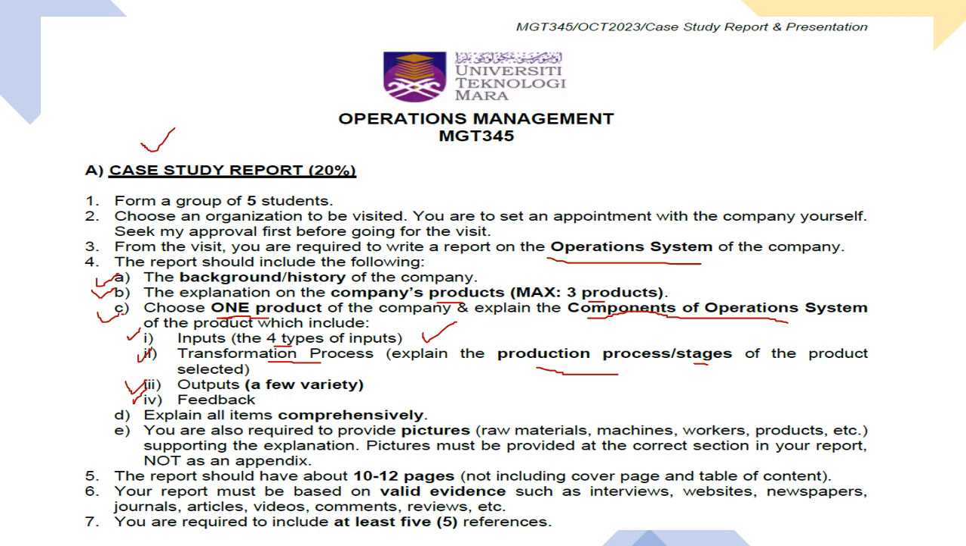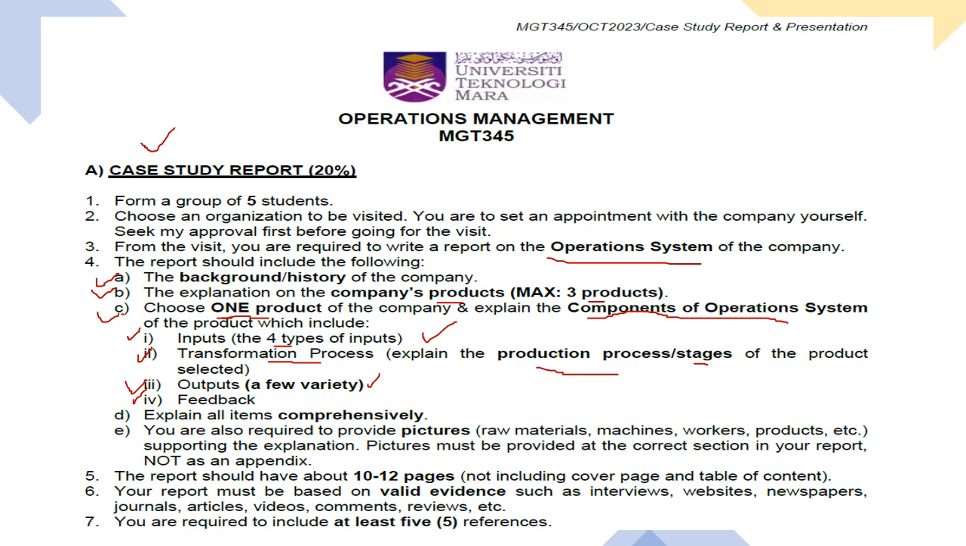Then item number 3 is the output. So focus on explaining only the output for the product you selected. So let's say you choose the shoes just now. So only explain about the shoes. If the shoes have many varieties, then you explain on these varieties. For example, the company produced 3 types of shoes: high heels, sandals, and sport shoes. So explain and put pictures on these varieties of output.